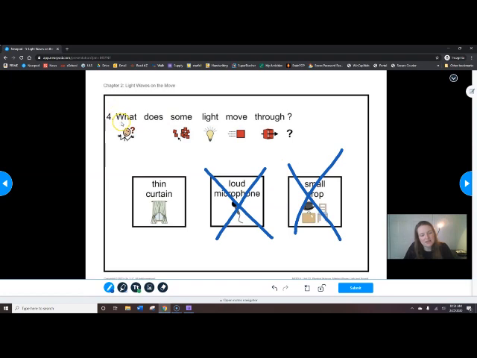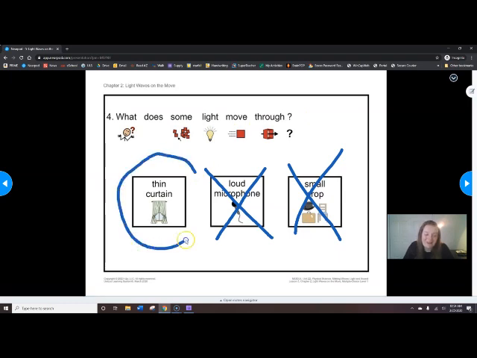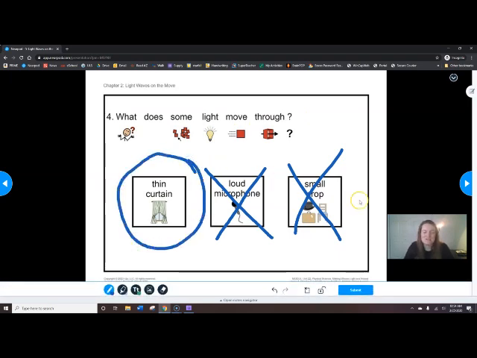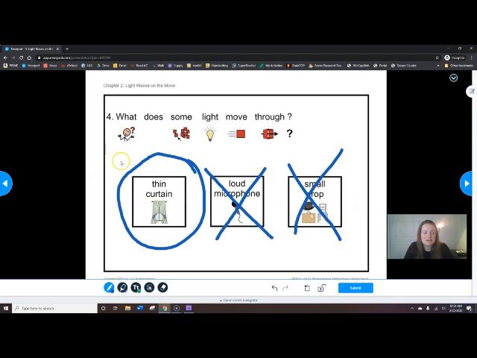So let's look at the question again. What does some light move through? Some light moved through the thin curtain. So there were 2 types of curtains. And some light moved through the thin curtain, but they couldn't see their teacher, Mrs. Thomas, clearly because it blocked some light. When you're done circling thin curtain, hit submit.